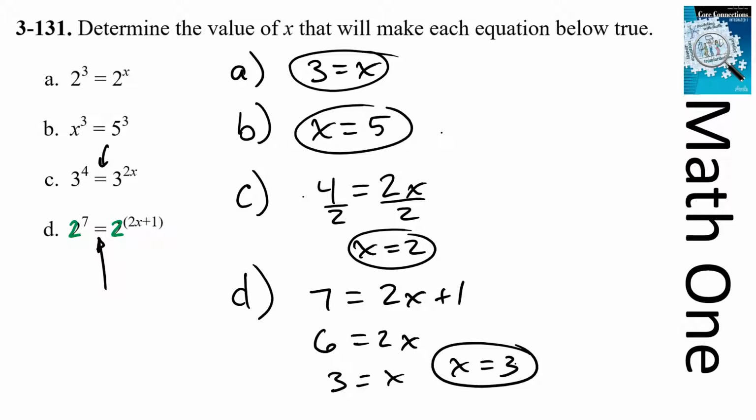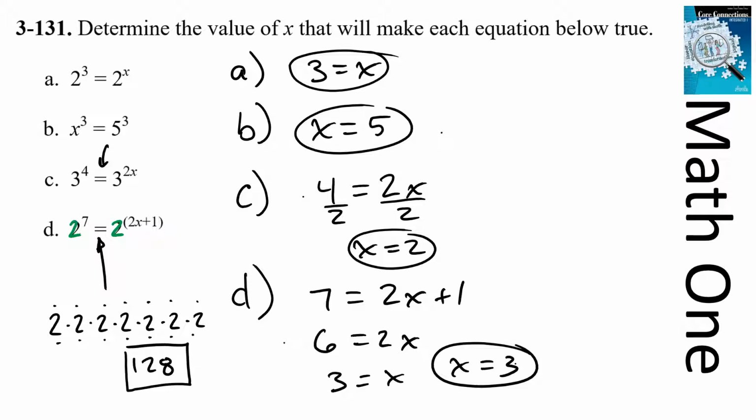By the way, 2 to the 7th power is a large number. 2 times 2 is 4, times 2 is 8, times 2 is 16, times 2 is 32, times 2 is 64, times 2 is 128. Is that right? 1, 2, 3, 4, 5, 6, 7. So I think it's 128. Let me do that again: 2, 4, 8, 16, 32, 64, 128. Love that. Makes me think of my computer science class.